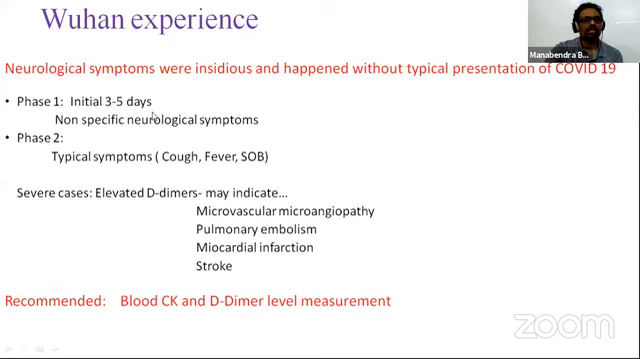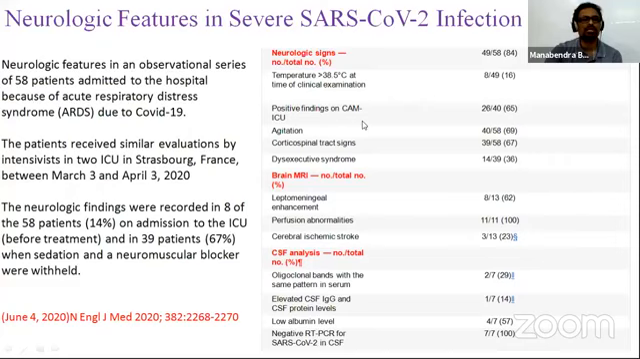And this study is from 58 ICU patients. It is a severe disease, the ICU patient study. And they found that they have delirium, corticospinal tract signs, dysexecutive syndromes, and there are widespread abnormalities in the brain MRI and also the CSF studies. This is the severe patient study of 58 patients.